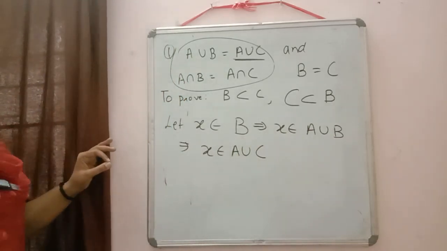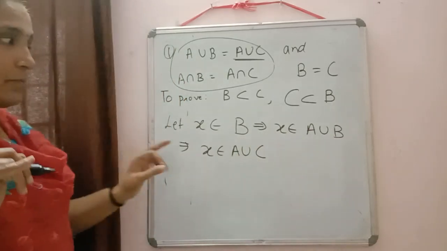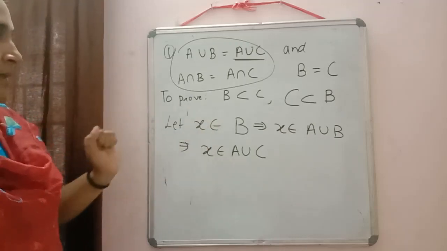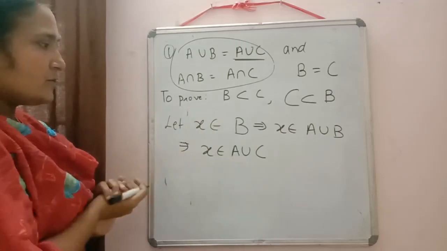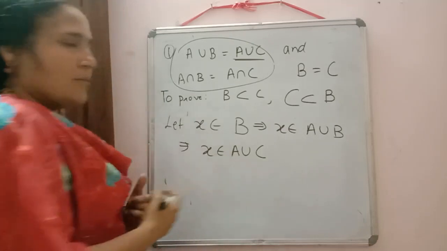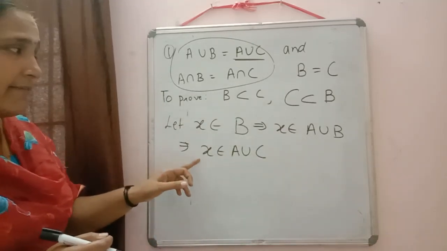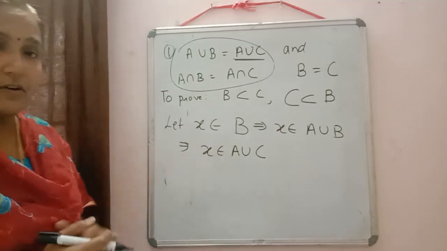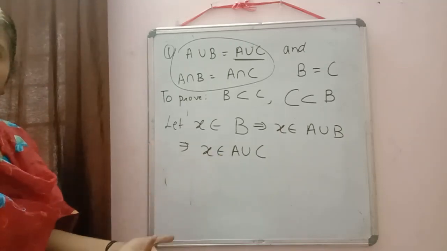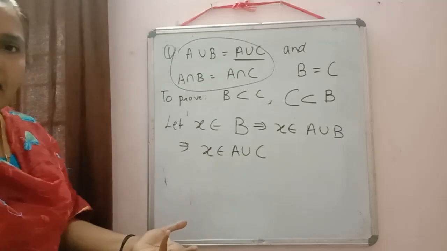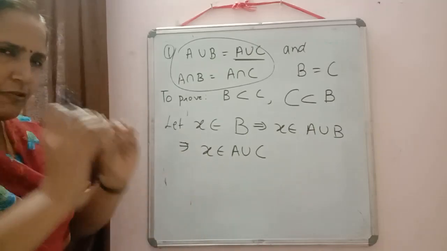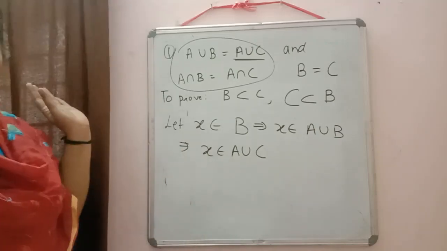What do we have to prove? Remember that also: we have to prove X belongs to C. At present we got here X belongs to A union C. So from here we cannot surely say whether X belongs to A or X belongs to C. Either X can be there in A or X can be there in C. Definitely we have to prove X belongs to C.